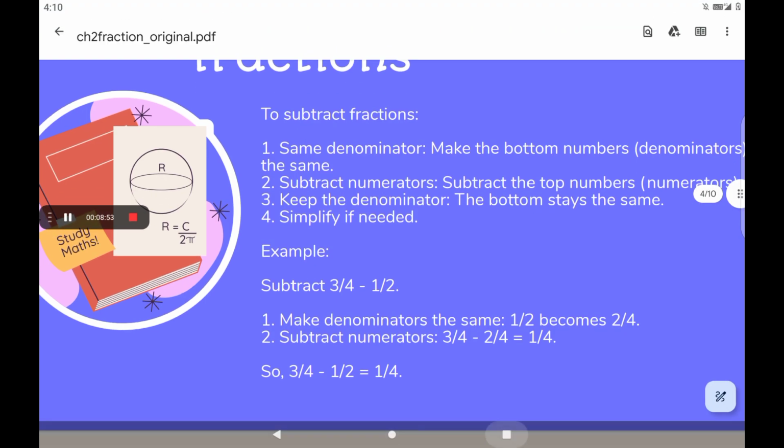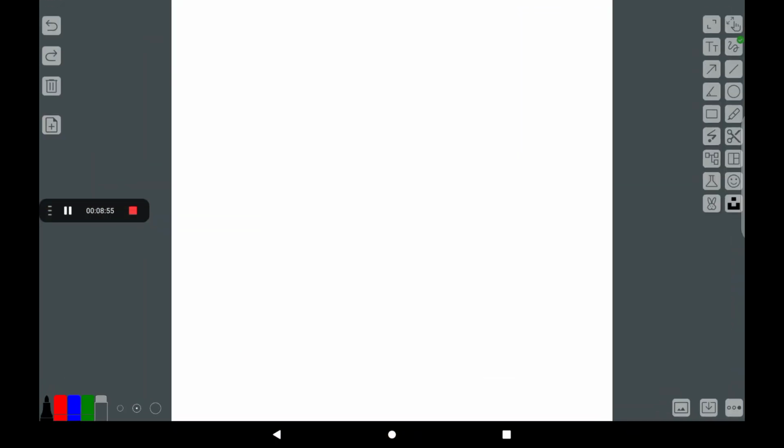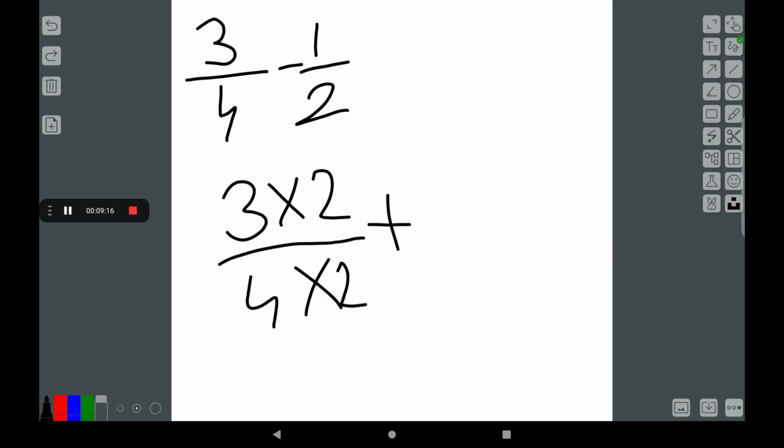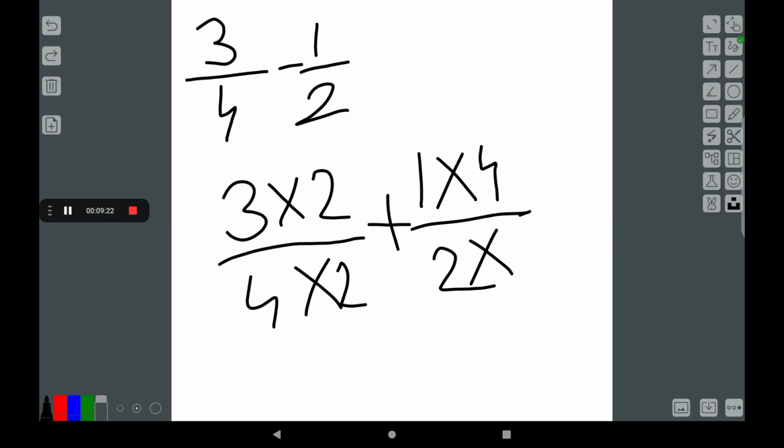3/4 minus 1/2. So let's note down the calculation, the sum first. 3/4 minus 1/2. Here also we will follow the same method we followed in the first one. Find the LCM, which is 8. Here 3 into 2, 4 into 2, plus 1 into 4 by 2 into 3.